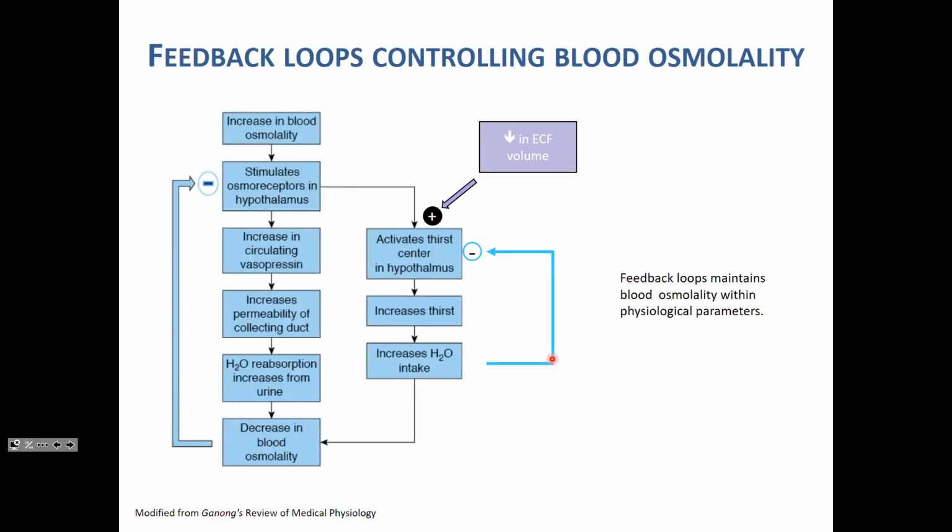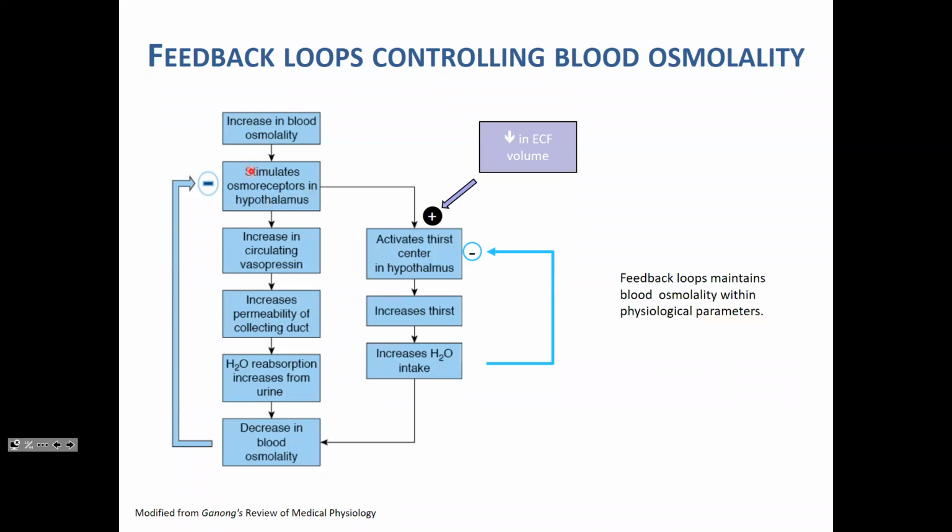All right. So here are the feedback loops controlling blood osmolarity. As we talked about, we get an increase in blood osmolarity. It's going to stimulate the osmoreceptors of the hypothalamus. They're going to increase vasopressin secretion, which increases the permeability of the collecting ducts. I'm going to reabsorb water from the urine, and that's going to result in a decrease in blood osmolarity. And that decrease in blood osmolarity is a negative feedback to turn off the osmoreceptors.